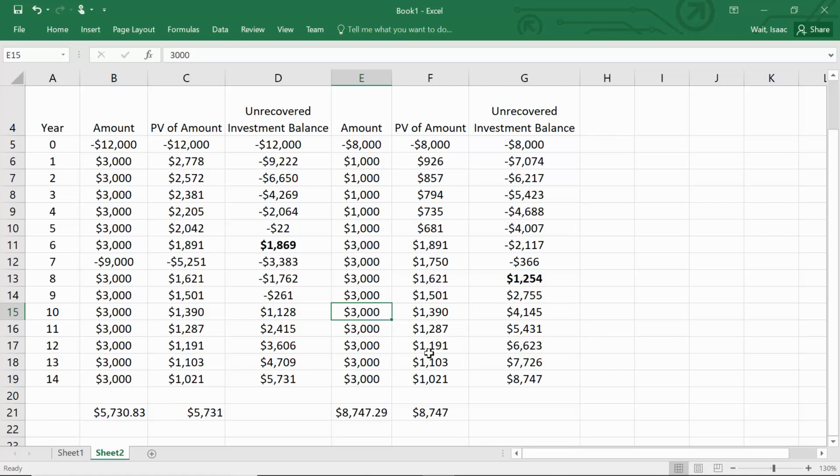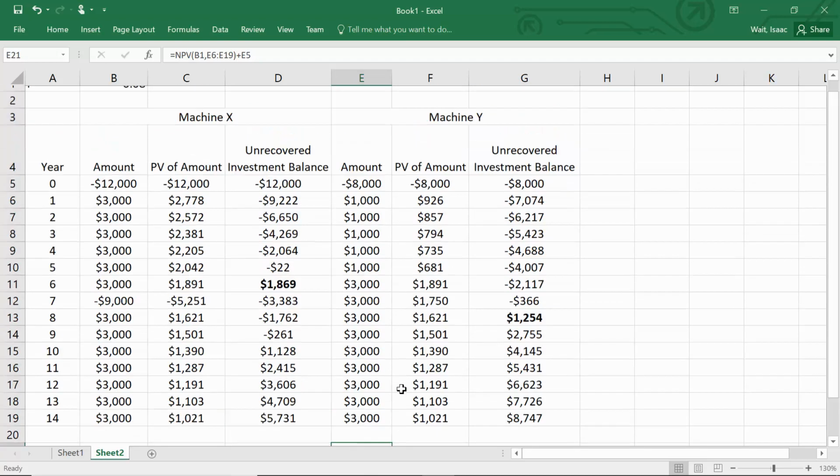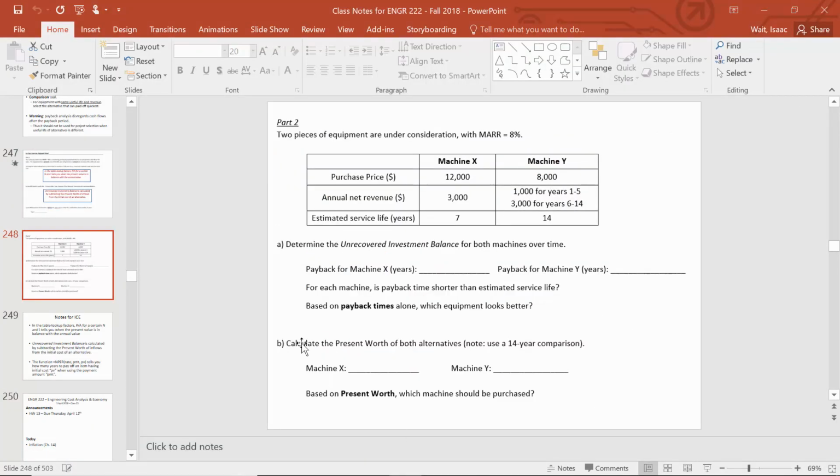So anyways, machine Y is better because present value analysis will never lead you astray. It'll always tell you which of the two alternatives is best. And so if we go here to the in-class exercise, based on present worth, machine Y should be selected because it has the greatest present worth. So my hope with this in-class exercise was that it would show you how you can use unrecovered investment balance and payback time. You can use it for initial screening, but you can't use it for comparing equipment.